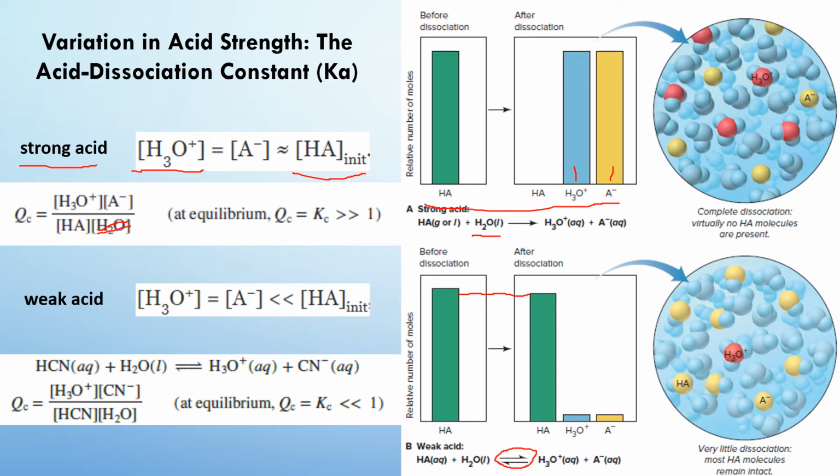Because it's almost 100% completion, the concentration of product is way higher than the remaining concentration of the reactant. So as you can see in this figure, the Qc value at equilibrium, which is the Kc value, is way greater than 1. But on the opposite end, for a weak acid, because at equilibrium the amount of the product is very small compared to the amount of the acid remaining, this Qc value at equilibrium, which is Kc, is way less than 1.